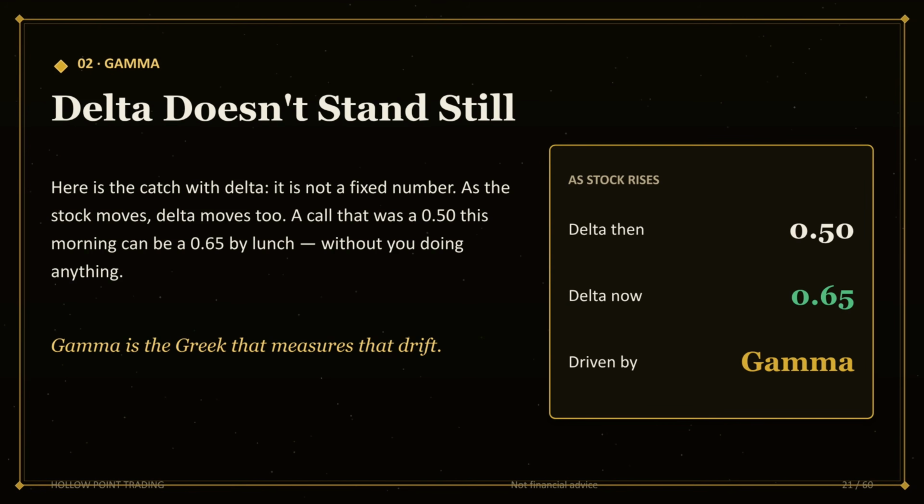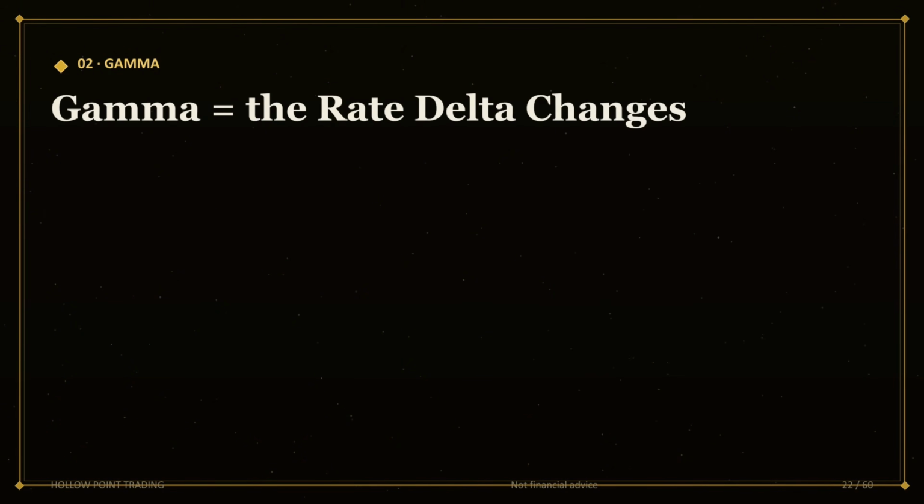Delta is not fixed. As the stock moves, your delta drifts. A call that starts as a 0.50 delta can shift to 0.65 as the stock rises. Gamma is the metric that measures this shift. Think of it this way.